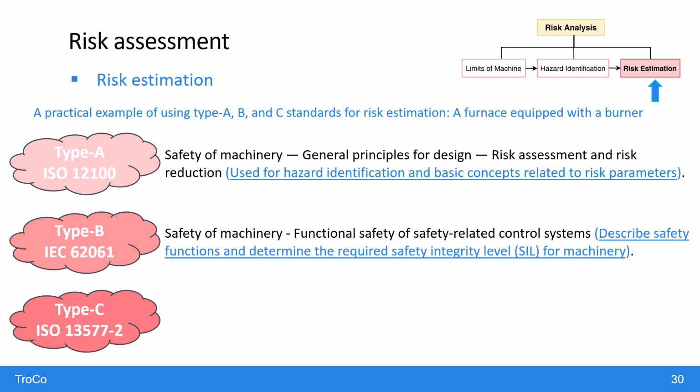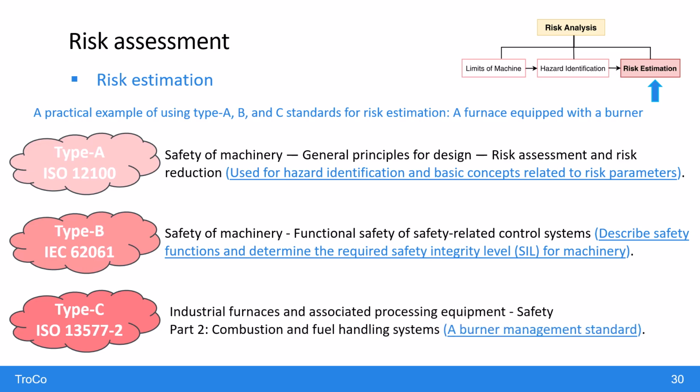Unfortunately, IEC 62061 redefines the term safety function differently than from ISO 12100, limiting it only to functions implemented by safety-related control systems. This can create some confusion. In our course, we use the term Safety Instrumented Function, SIF, to clearly distinguish between the general safety function in ISO 12100 and the control system-specific safety function in IEC 62061. Finally, detailed risk analysis. ISO 13577 Part 2, a Type C standard, provides detailed requirements for combustion and burner-specific risks.